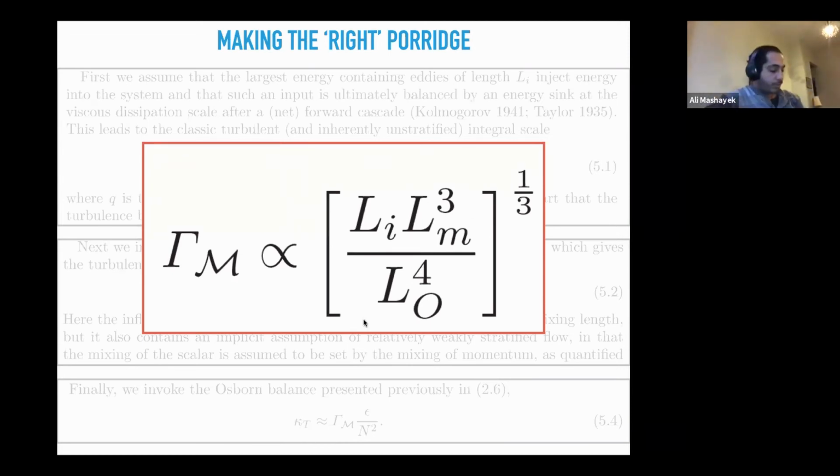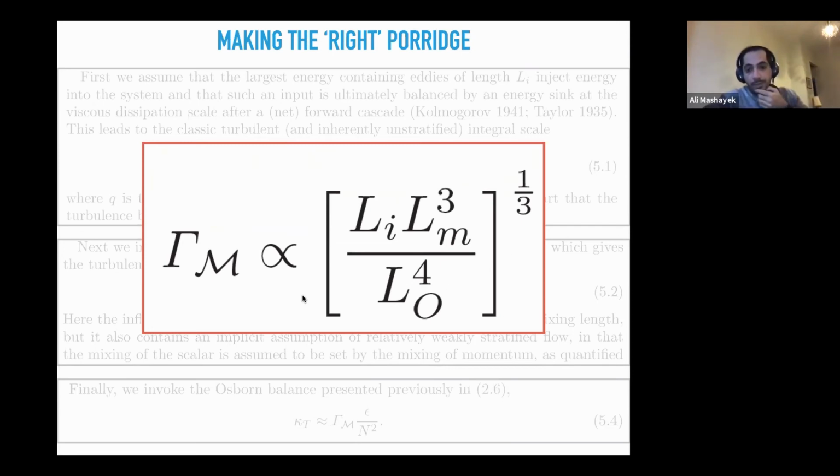So if you combine those three ingredients, you're going to get gamma as proportional to the injection scale, the mixing length, and the Ozmidov scale. Physically, the Ozmidov scale represents the size of the largest eddies that are not suppressed by stratification, right? Because we were talking about density stratified turbulence, and as I said, stratification suppresses turbulence. So the Ozmidov scale is the largest eddies that are not still feeling the stratification. Anything above that is going to feel the pressing of stratification.